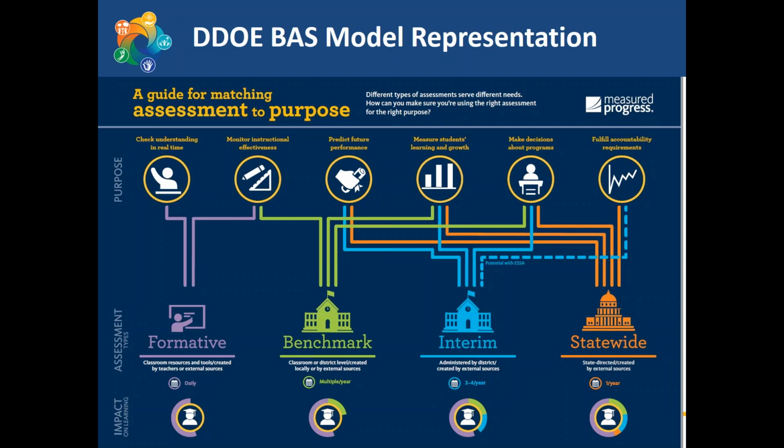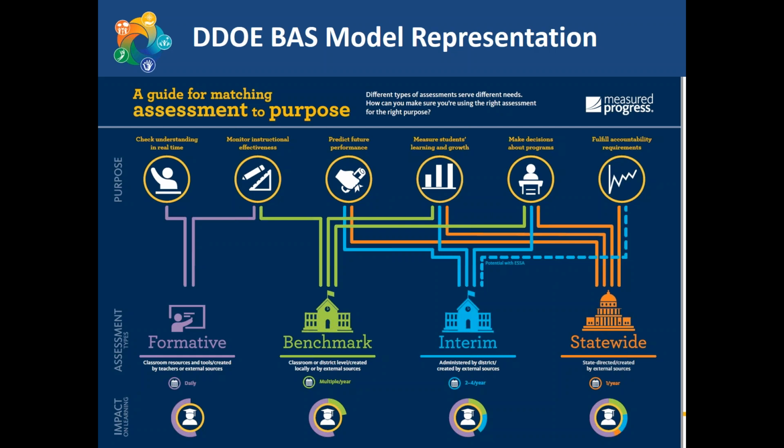This graphic shows the balanced assessment system model for the state of Delaware. Notice each assessment type is color-coded for clarity on how each is integrated. Formative assessments, the purple strand, are the most used resource and are ongoing all year long. They're used daily for a learning partnership between the student and teacher and have only two distinct purposes: checking for understanding in real time and monitoring instructional effectiveness.